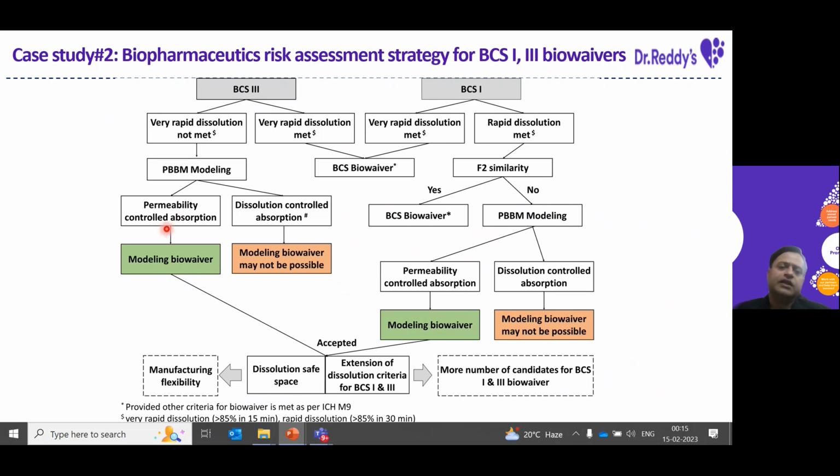In cases where we have permeability limited absorption and we could develop the PBBM model, there is a possibility to get waivers and get more candidates for biowaivers. Once we establish the dissolution safe space, we can get extension of the dissolution specifications as well as flexibility in the manufacturing site, if we can establish the dissolution safe space as well as the PBBM modeling approach for the products which have permeability limited absorption. This is commonly used for biopharmaceutics risk assessment.